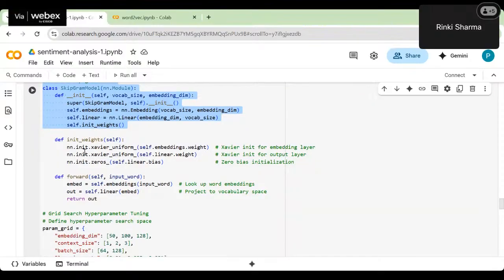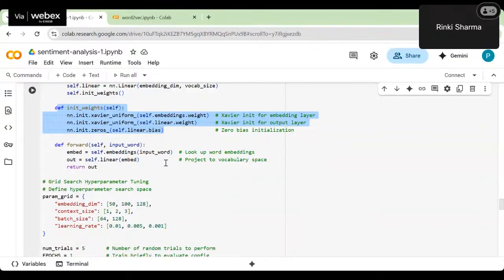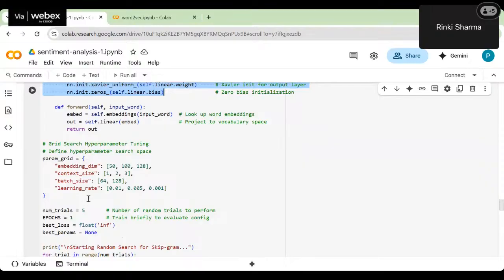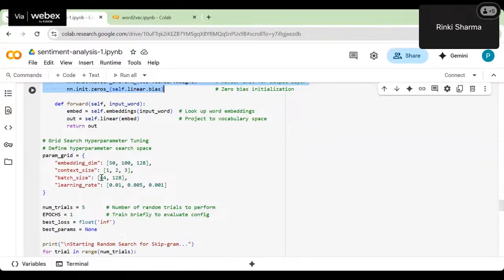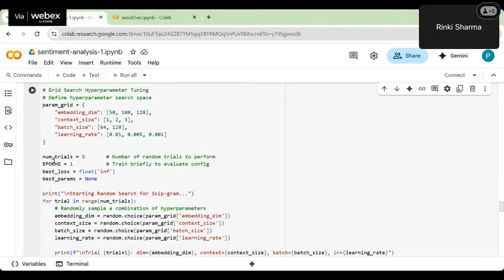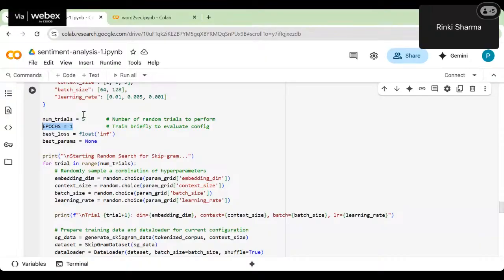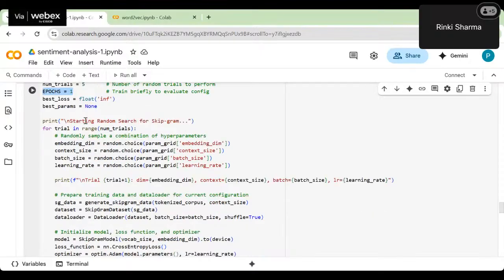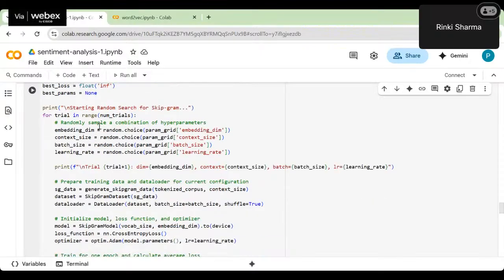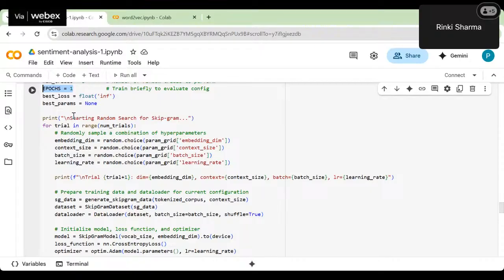So here we again use the Xavier weight initialization technique. This is our grid search for the hyperparameters. Here we also use 5 trials and 1 epoch. This epoch will show the loss for a particular choice of these hyperparameters. So after defining all the hyperparameters, we print our output.